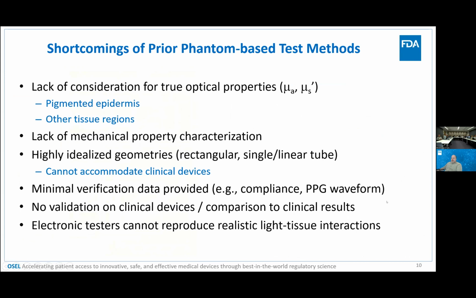So some of the shortcomings that we see of these prior phantom-based test methods: one is a lack of consideration for the true optical properties of tissue, most importantly the pigmented epidermis optical properties, and then other tissue regions. There was one phantom that actually used a sheet of paper to simulate the turbidity of tissue, which is really not a great way to simulate turbidity. There's in general a lack of mechanical property characterization provided in prior papers.